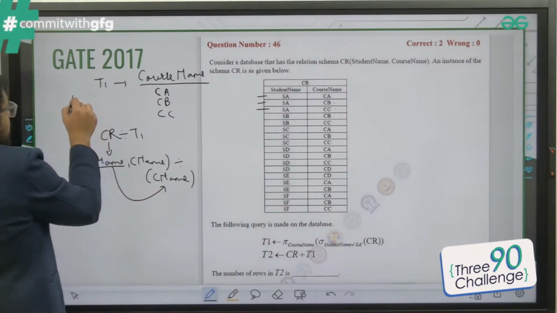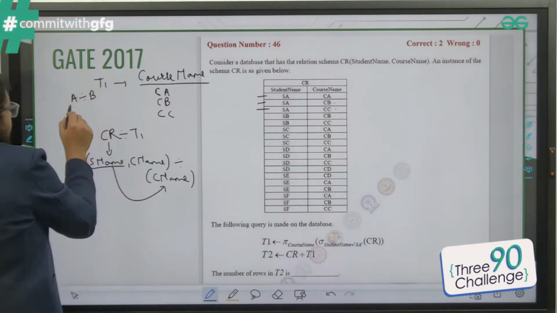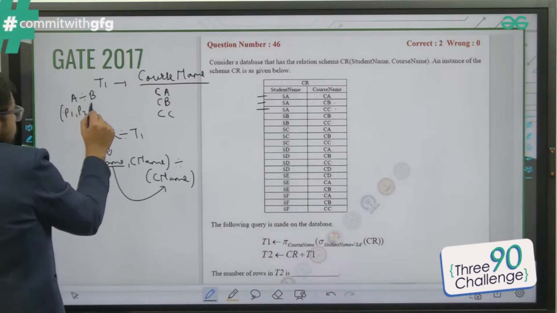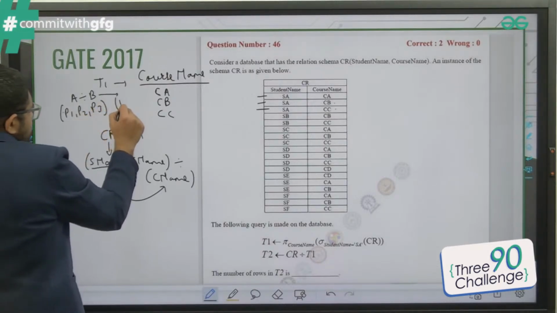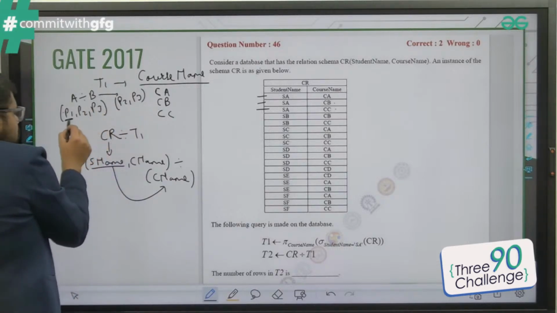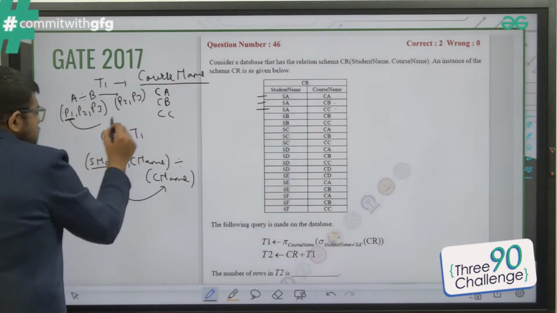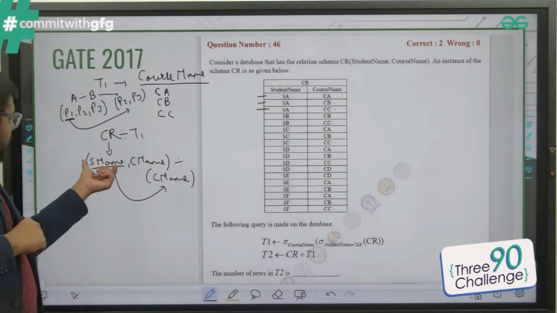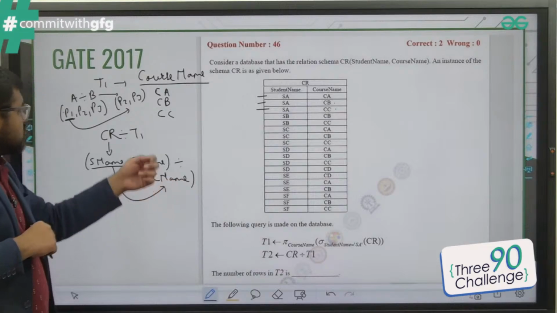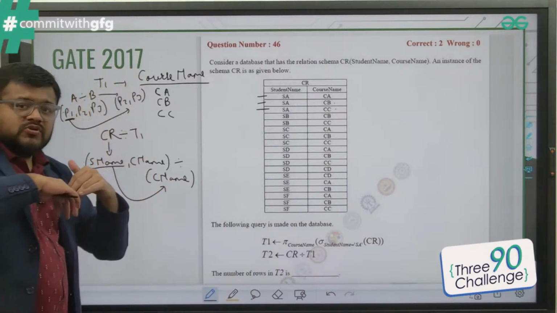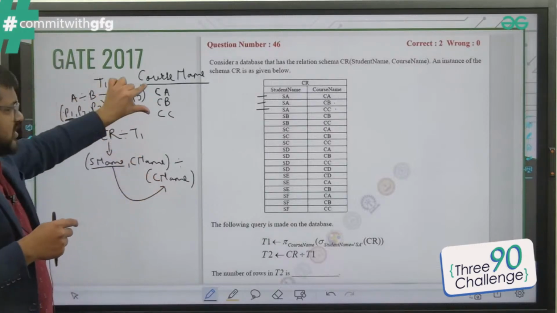Are you getting my point? When you say A divided by B, and if the relation schema of A is, let's say, P1, P2, and P3, and if the relation schema of B is P2, P3, then A divided by B will give you all the values of P1 which are associated with every value present in P2 and P3. Are you getting my point? So here you will get the names of students who are associated with all the courses, meaning all these courses, CA, CB, and CC. They might be associated with even more courses, but they must be associated with at least these.